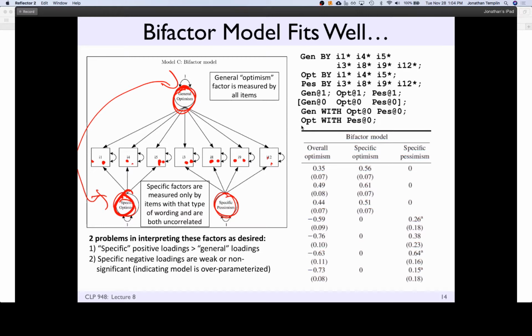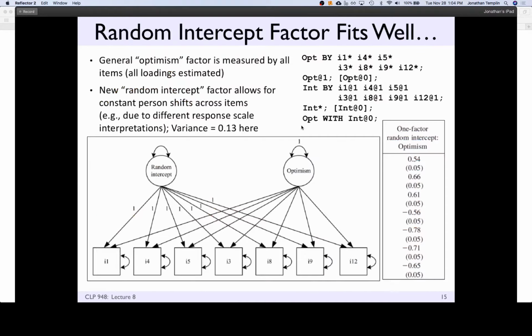So yeah, you see this often. It fits the data very well. Another method that you could use is what was called a random intercept factor model.